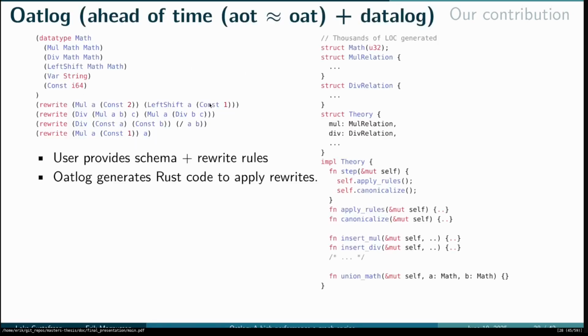Yeah. So what do we actually do? Well, at compile time, you provide some schema and rewrite rules, and we emit a ton of code, and this is thousands of lines. And so we essentially create at compile time an egraph engine that's specific to whatever rewrite rules you have and whatever schema you have.